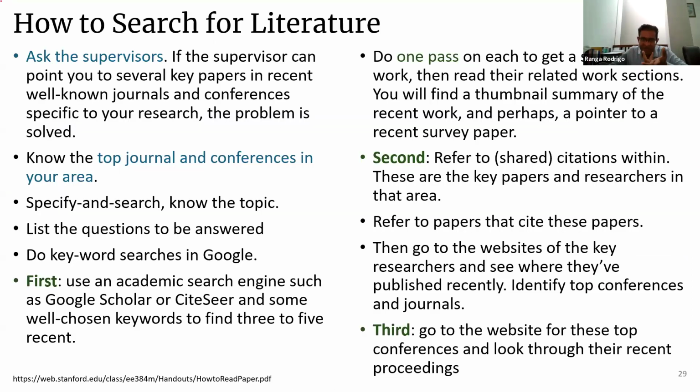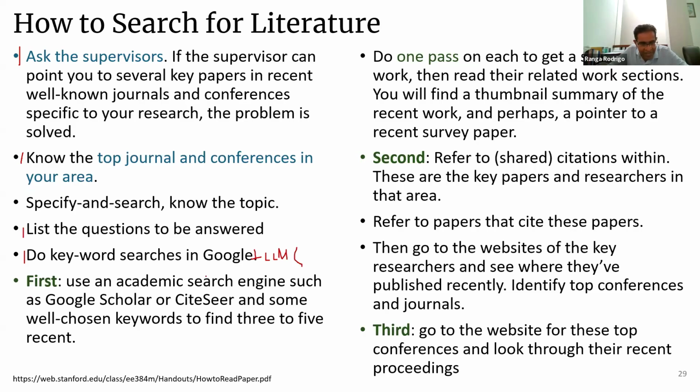When you're searching for literature, the best thing is to ask your supervisor. If your supervisor can give you 5 papers, that's good. Know the top journals and conferences; we discussed that in detail. Specify and search. You have to know the topic and the keywords, and you have to run specific searches for that. List the questions to be answered. Do a keyword search in Google, and of course now I have to add in famous LLMs, right?